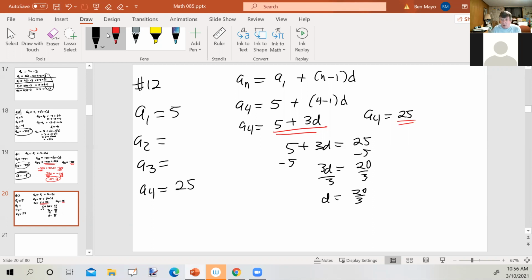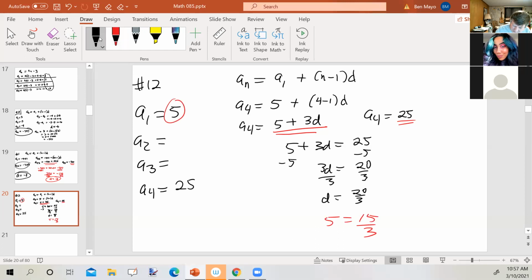So if I take a sub 1 and add 20 thirds, I should get a sub 2. And then add 20 thirds, I should get a sub 3. And then add 20 thirds, I should get a sub 4, etc. I'm going to leave 20 thirds as that improper fraction. 5 would be the same thing as 15 thirds. Are you okay with where I got that? I'll take that as a yes.